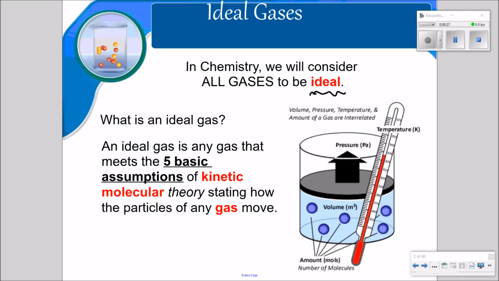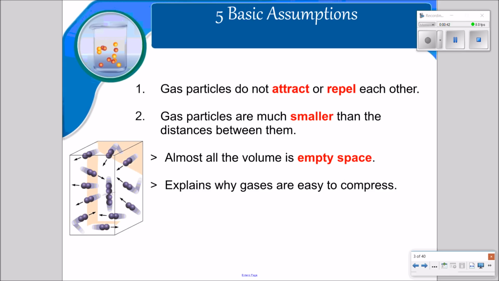An ideal gas is any gas that's going to meet 5 basic assumptions of what we call the kinetic molecular theory. Kinetic molecular theory states how particles of any gas are going to move, behave, and interact. So the 5 basic assumptions of the kinetic molecular theory for ideal gases. The first one, gas particles do not attract or repel each other.